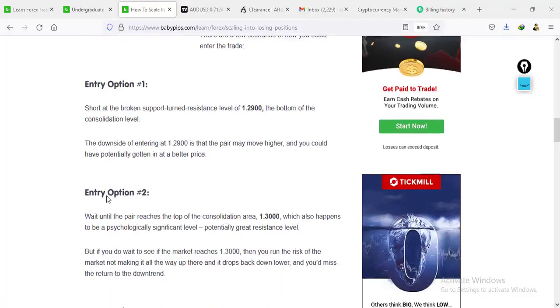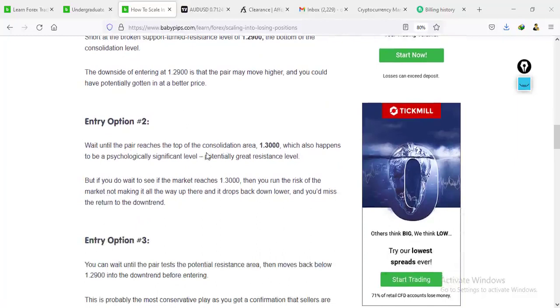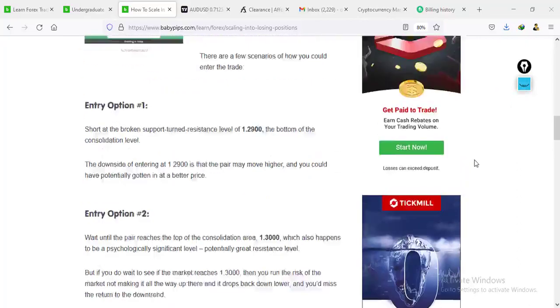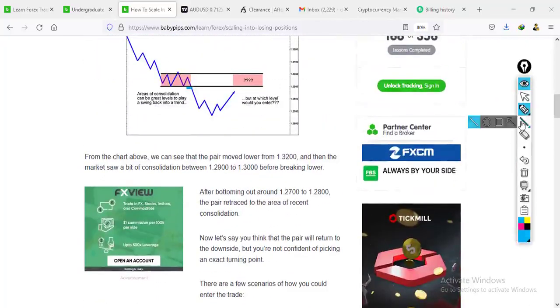Option 2 is this: you wait until the price reaches the top of the consolidation area, which is at 1.3000, which also happens to be a psychologically significant level, potentially a great resistance level. That's why it's called a psychologically significant level. Once price reaches 1.3000, you get into the market with much less risk, and you hope to ride the trade to the downside. So this is the 1.3000 level we were just talking about, the psychologically significant level of resistance.